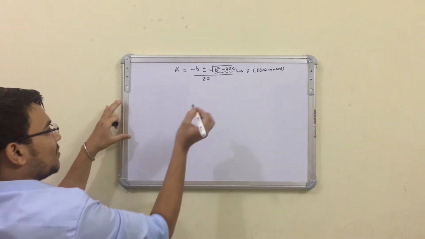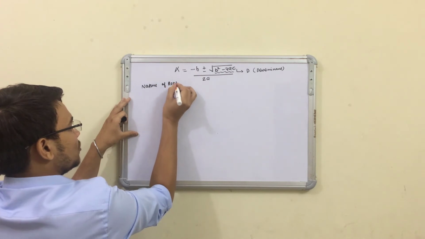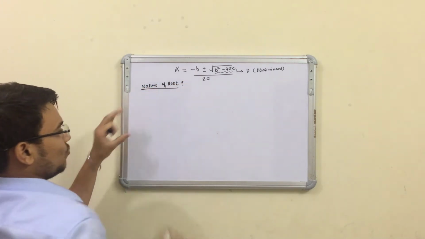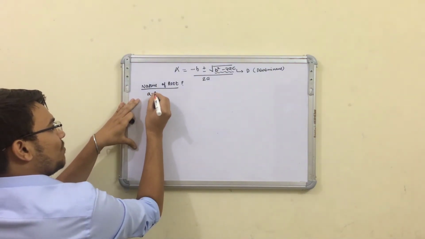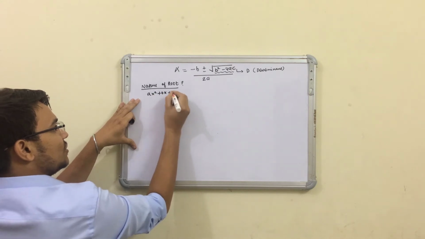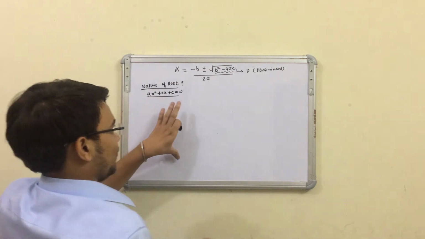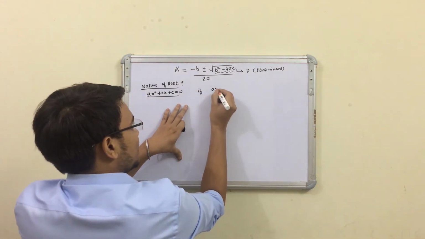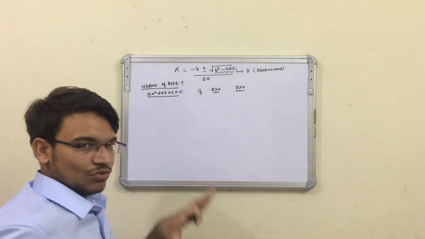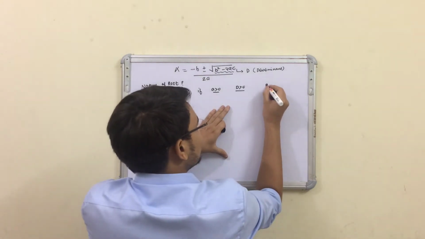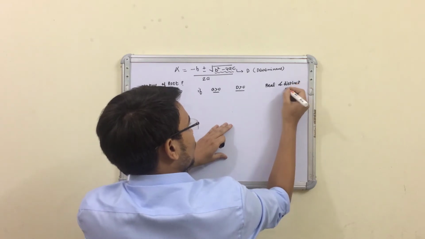So how do we determine the nature of roots? Our main purpose is to determine the nature of roots. So we can say if ax square plus bx plus c is equal to 0 is the general quadratic equation, in this a is the leading coefficient. If a is greater than 0 and D is greater than 0, it means that the quadratic equation has real and distinct roots.